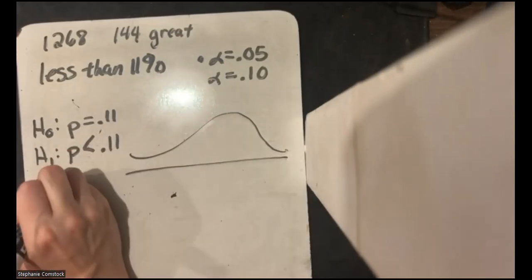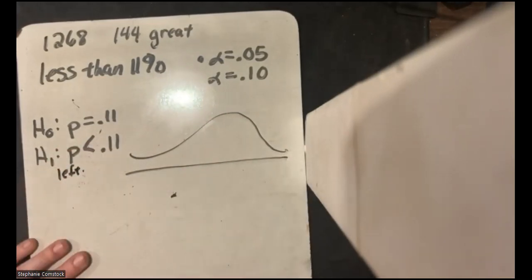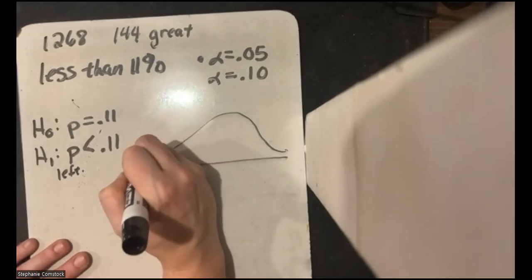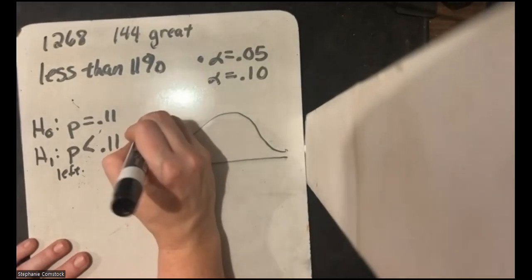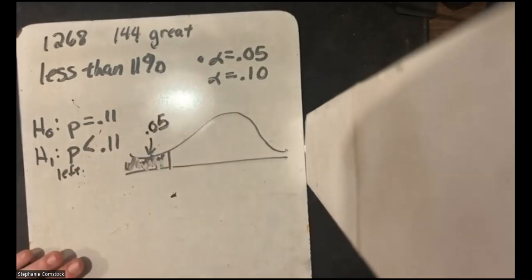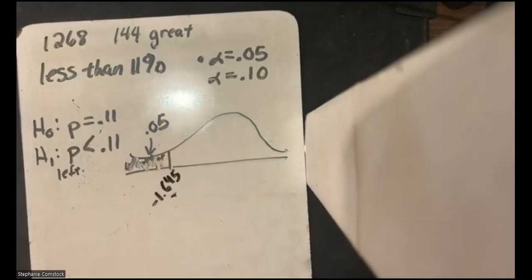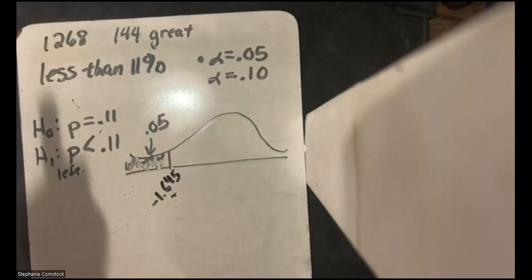This is a left-tailed test, because of the left. So I'm going to put a mark here. This in here has to be 0.05. And if we look that up on a table, we're looking for 0.05, as close to that as we can possibly get. We're going to split the difference here. Negative 1.645 is where that's going to land.